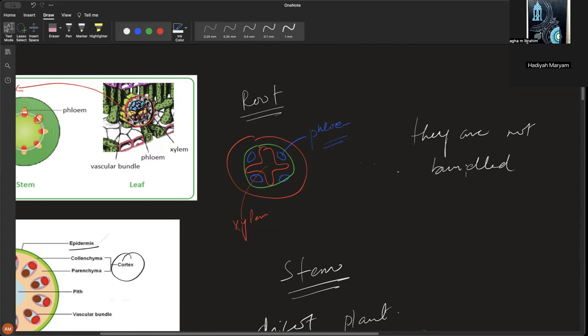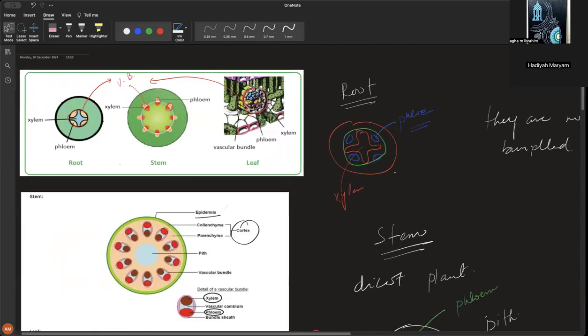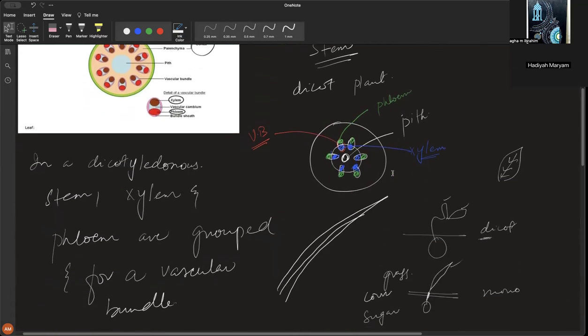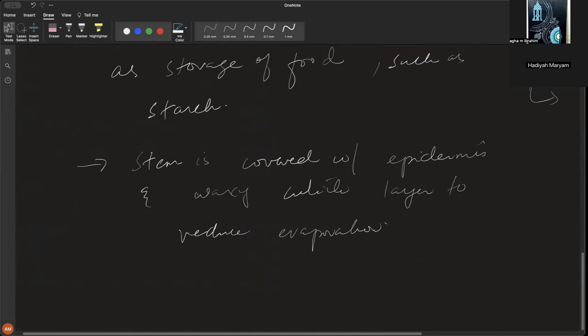Okay, let me know when you're done writing. Similarly, the cortex in the roots also helps to do what? To store. All right. One of the important points, I'll just bring another picture.